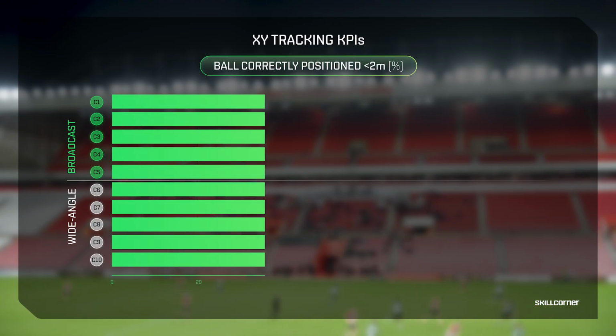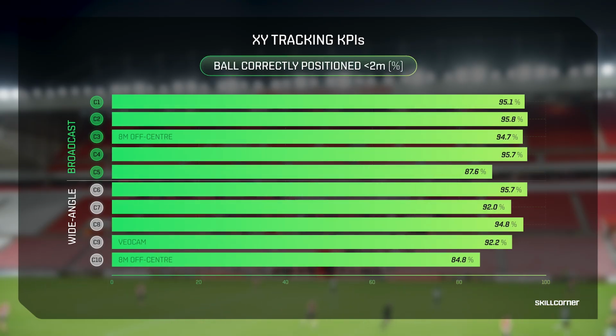Ball tracking performance is equally as successful across every camera position, particularly when the ball is below 2 meters in height, where positional accuracy remains consistently high.